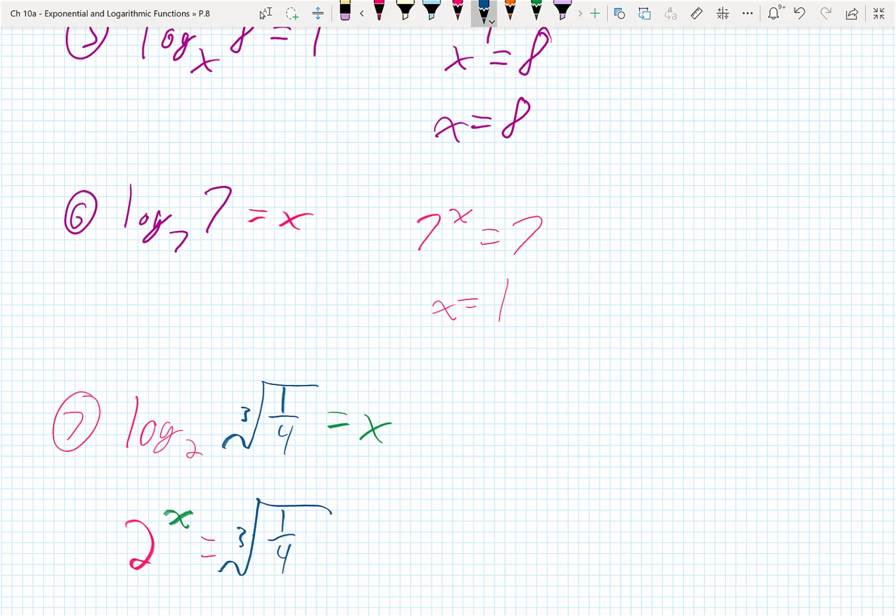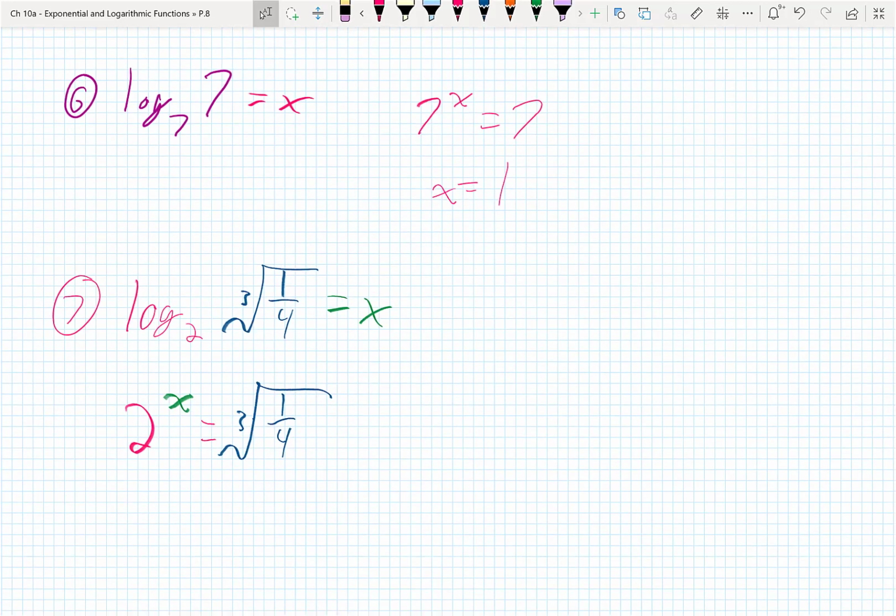So this was log form at the top. I moved it to exponential form. The reason I did that is because now I have created a problem that looks like other problems we've done. It's a great critical thinking skill to take a problem you haven't done before and make it a problem you have done before. So I have 2 to the x.